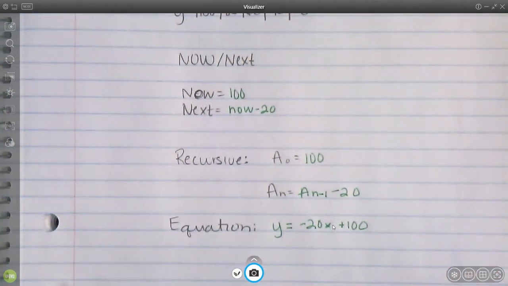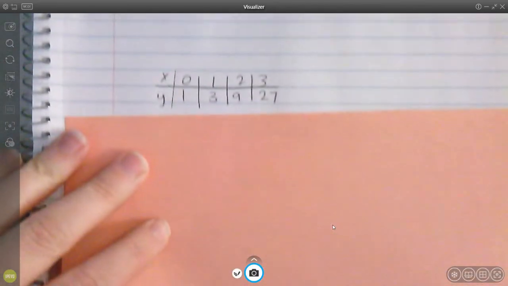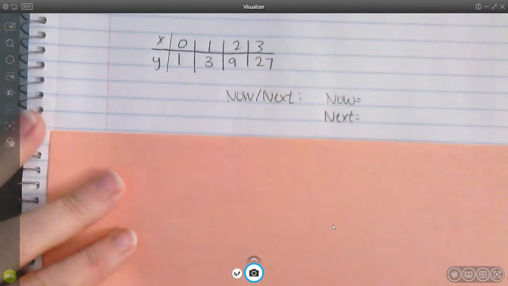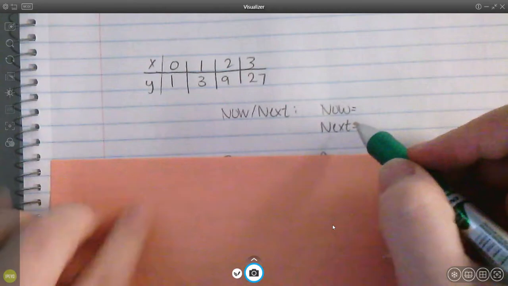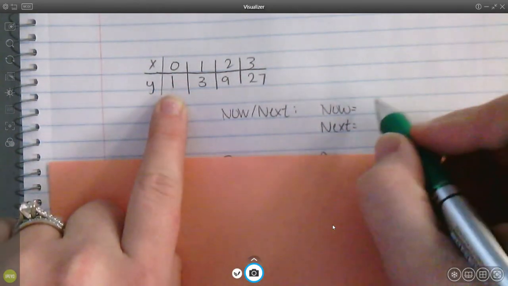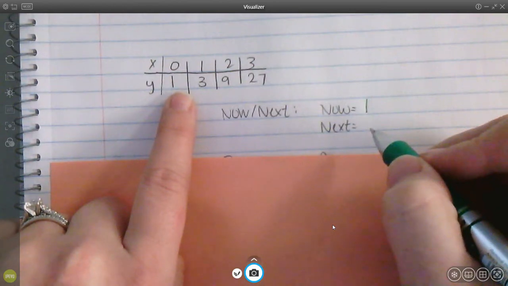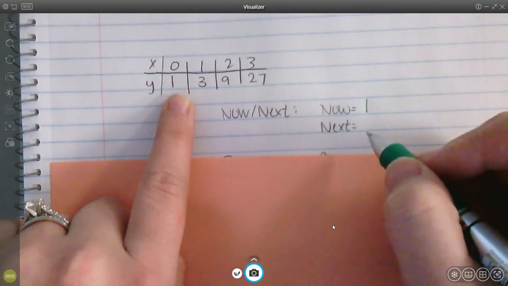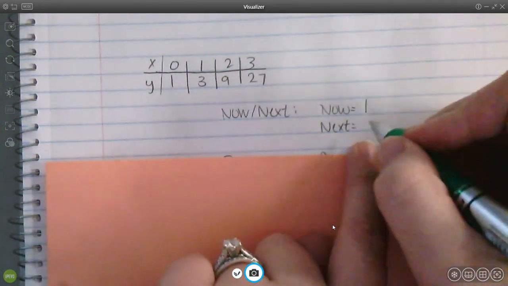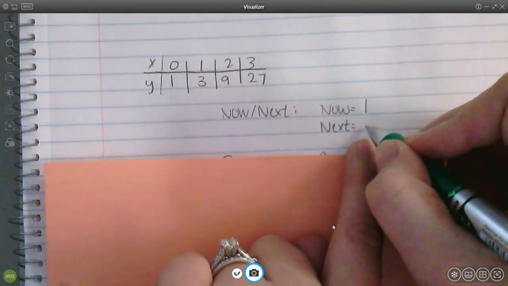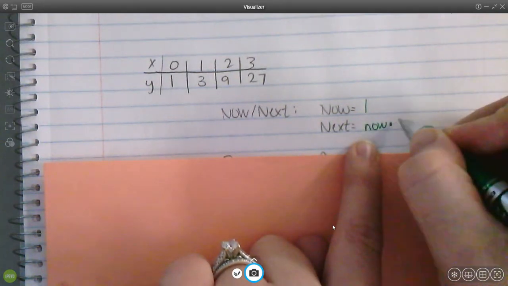Okay, so let's look at one that's a little bit different. All right, so let's start with a now-next. Now looks like 1. For our next value, we're going from 1, 3, 9 to 27. So we're actually multiplying by 3. So we are going to do next equals now times 3.